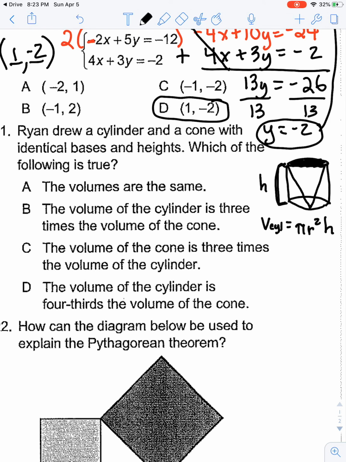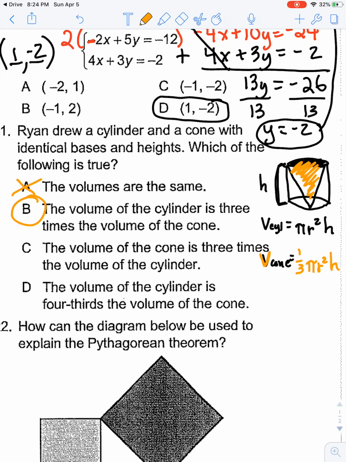The cone, the volume for a cone is equal to 1/3 of that. So you could fit 3 of these cones here into the cylinder that it fits into. So the volume of the cone is 1/3 of pi r squared times the height. All right. Anyway, so now knowing that, let's look through what we've got. So A, the volumes are the same. No. The volume of the cylinder, the big cylinder, is 3 times the volume of the cone.